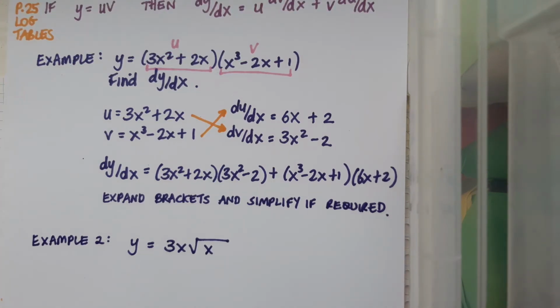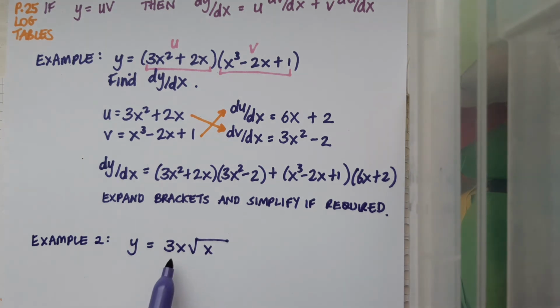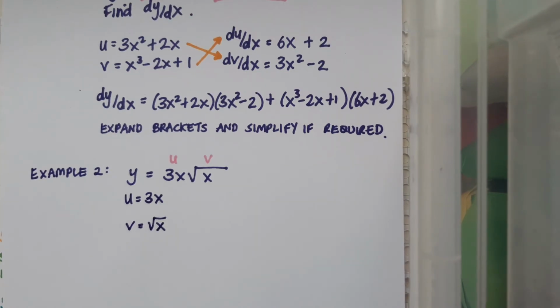Here's a second example. It's less obviously product rule possibly because there aren't any brackets. But if I look closely, I can see that 3x is being multiplied by root x. And so if I've got multiplication like this, then it must be product rule. Again, I'll identify my u and my v, and I'll write them down clearly. Note that I can't really differentiate root x as it stands. I need to first of all rewrite it using indices. So the square root of x can be rewritten as x to the power of a half.